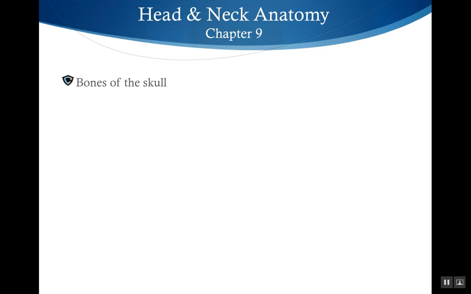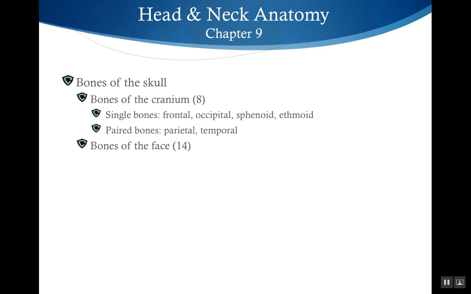All right, so the human skull is divided into two sections. We've got the cranium and the bones of the face. So there are 8 bones of the cranium, and they cover and protect the brain. There are 4 single bones in the cranium, the frontal, occipital, sphenoid, and ethmoid, and then there are 2 paired bones, the parietal and the temporal.